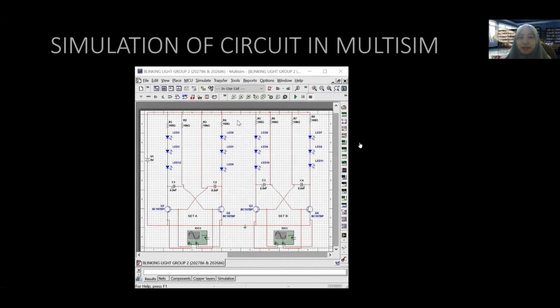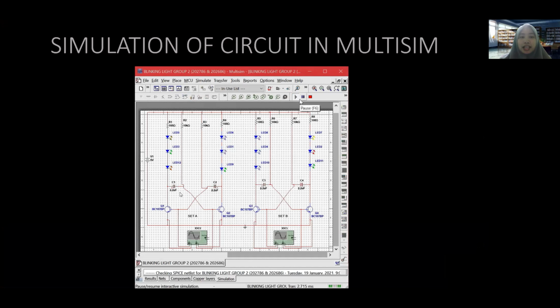Okay, this is the simulation of our circuit in Multisim. We can look at the LEDs at R1. They will blink first. Next, the LEDs at R4 will blink next. The same happens in set B. The LEDs at R5 will blink first, while the LEDs at R8 will blink next.